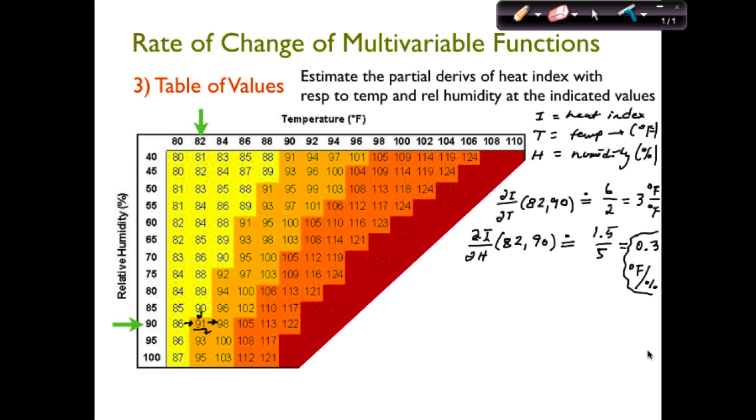Okay, Connor, tell me. At (82, 90), every small change in relative humidity leads to a change in heat index 0.3 times as much. Yeah, good. So when we're at the point (82, 90), every small change in humidity, he said, results in a change in heat index of 0.3 times as much.